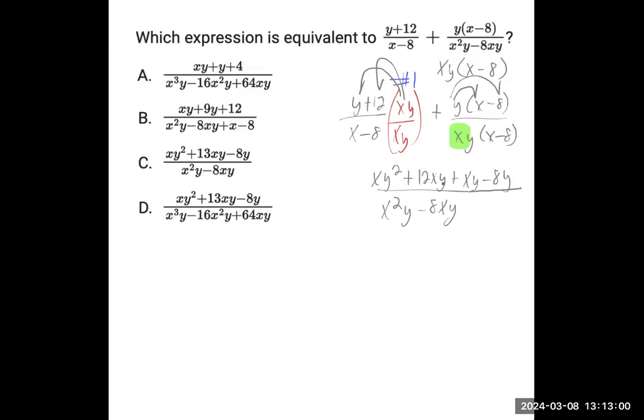So now how can we combine this? The 12xy and the 1xy should be combined to give you 13xy. So you've got xy squared plus 13xy minus 8y over x squared y minus 8xy. That was a mouthful. And that all seems to exactly match answer choice C.